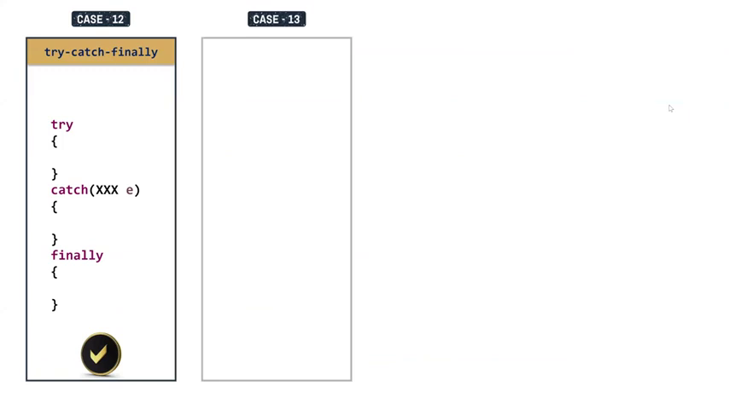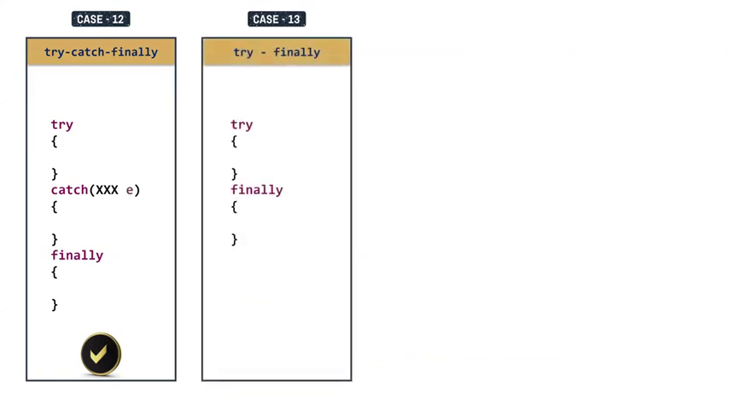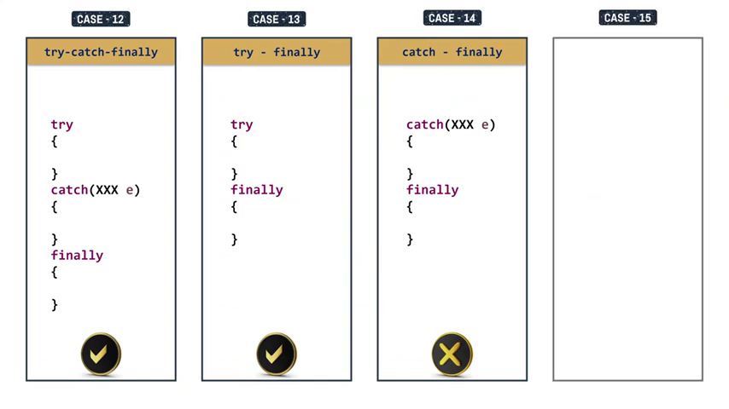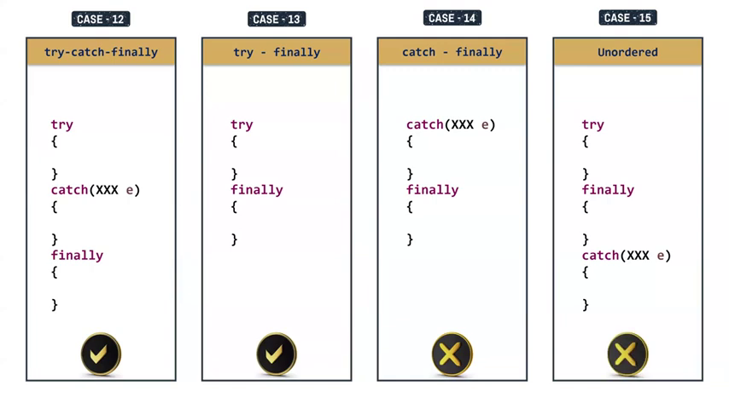This is allowed. And how about this, guys? Only try and finally. I have demonstrated it in today's class. Try with finally, in the case of return, allowed. And how about this? Catch and finally, without try, not allowed. And unordered, try, finally, catch, not allowed. Take a snap of this.